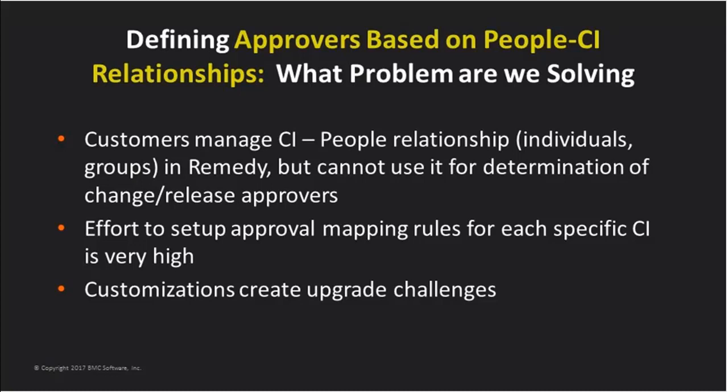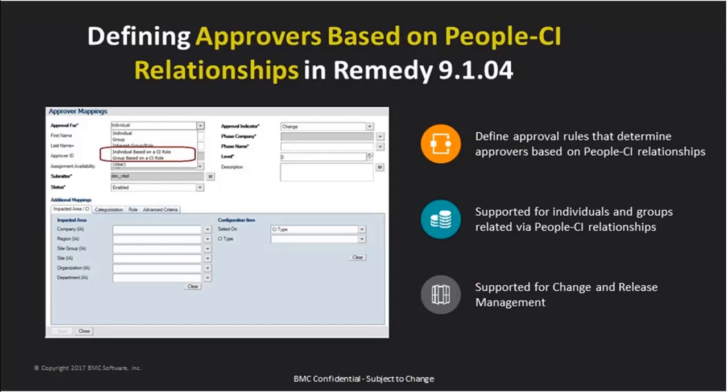So instead of explicitly managing for each CI who the approver is, you can now basically say, I want to have the person approve that's related in a certain relationship type to the CI, right? So when you go to the approval mappings form, where you typically configure the approval rules for applications, you now see two additional options in the menu here. You cannot just define a specific individual or a specific group. You can also say, okay, I want to pick individuals or groups based on their CI relationship, so to speak.